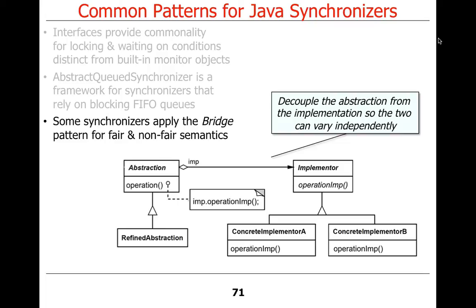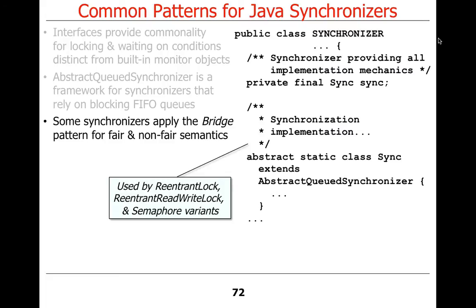If you recall, the intent of the bridge pattern is to decouple the abstraction from the implementation so the two can vary independently. In our particular case, we're just varying the implementation. You can see the description here. The particular variants of this common model that do this are reentrant lock, reentrant read-write lock, and semaphore. Those are things that use this particular technique.